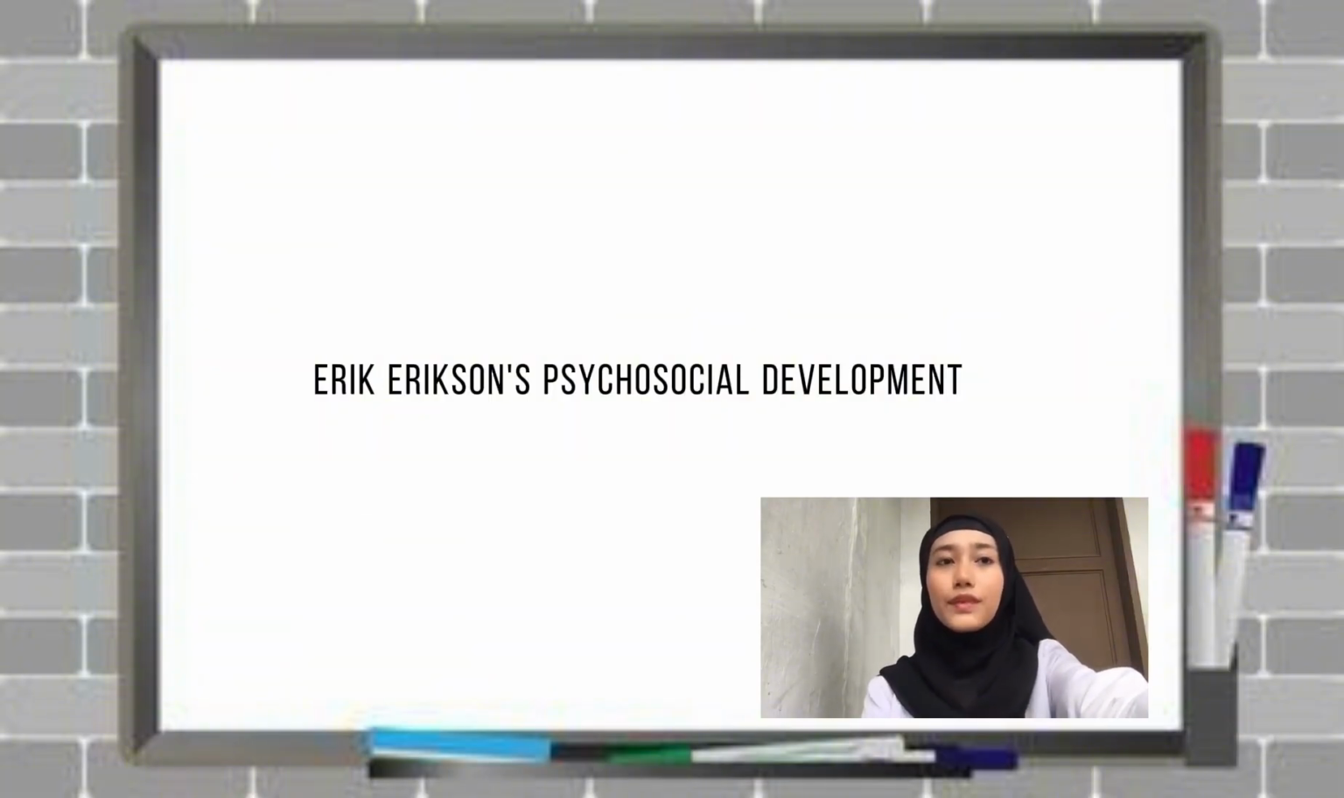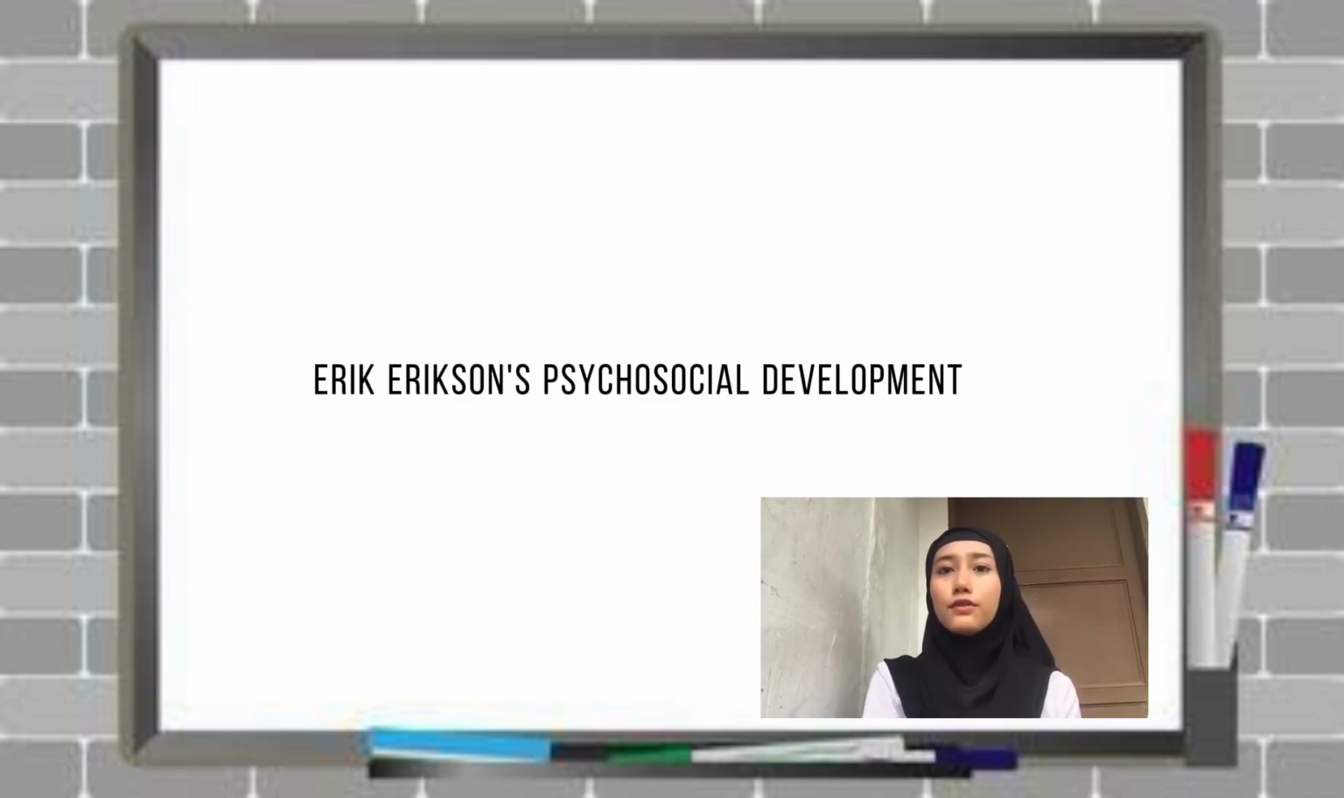The fifth is identity versus confusion, 12 to 21 years, which is fidelity. The sixth is intimacy versus isolation, 21 to 39 years, which is love. The seventh is generativity versus stagnation, 40 to 65 years, which is care. Last is integrity versus despair, 65 and older, which is wisdom.